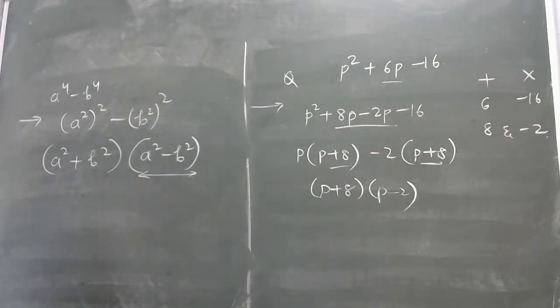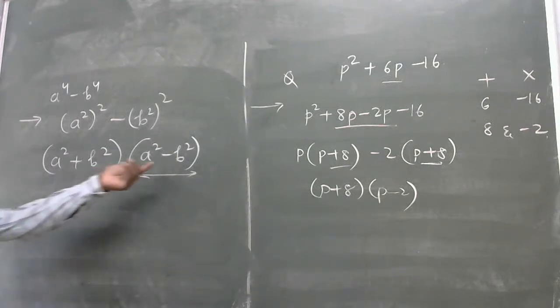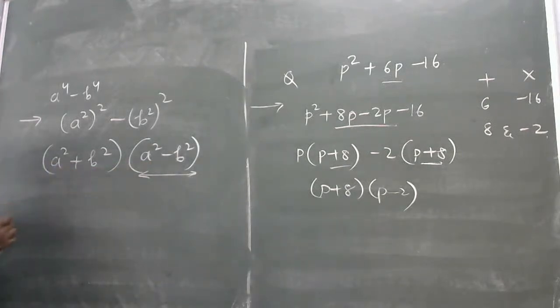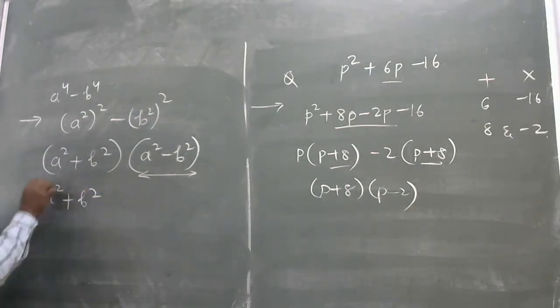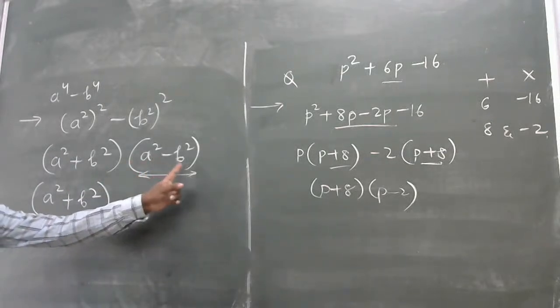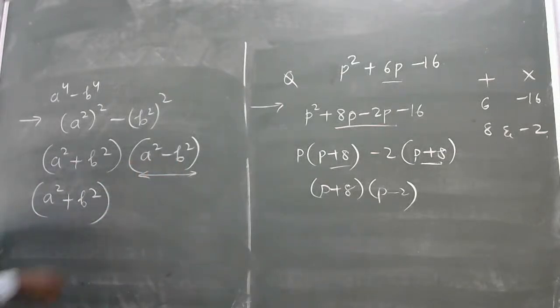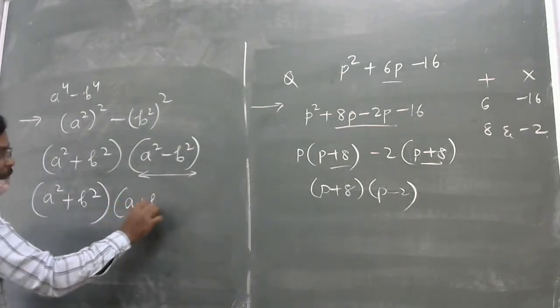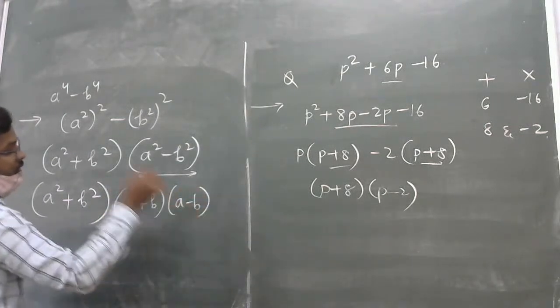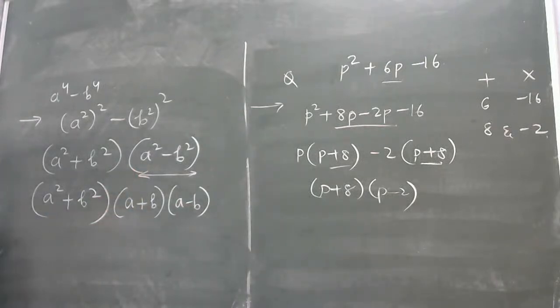a square minus b square. Further, we can factorize this a square minus b square. If it is in the form of a square minus b square, we can write that as a plus b into a minus b. So two times you have to do this one. This one we cannot do anything because in between we are having plus. We will write this as a square plus b square. But this a square minus b square, further we can simplify it and we can write it as a plus b into a minus b. So you have to use that identity two times.